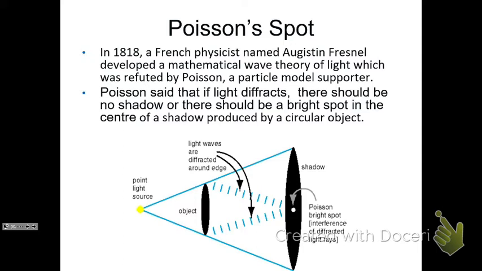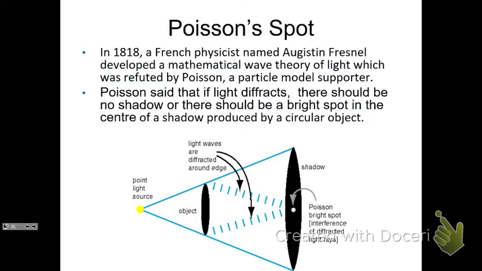So what we have is a point light source. You can think of that as essentially just a flashlight, okay? We have an object, so you could think of that as a basketball. And then around that basketball, light waves are going to be diffracted around the edge, and then they're going to come together and form a bright spot behind the object, okay? So this is termed Poisson's spot, and this is due to the interference of diffracted light rays.